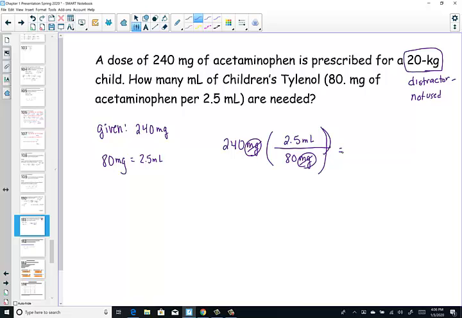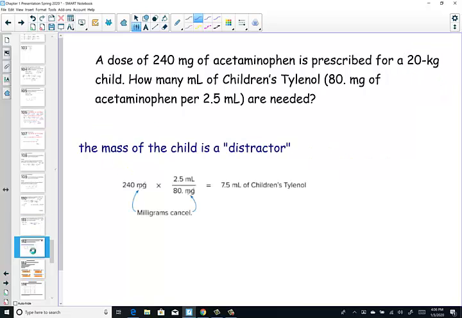So I chose this problem from your homework to just remind you that sometimes problems give you distractor numbers, and here's a great example of that. 240 milligrams is a prescribed dosage, times 2.5 mils divided by the 80 milligrams, and this gives me an answer of 7.5, and that is the volume that I'll have to measure out to give this child 240 milligrams of medicine. That was a one-step conversion factor. Did you get it? That child's mass is a distractor. We measured 7.5 mils of the children's Tylenol.